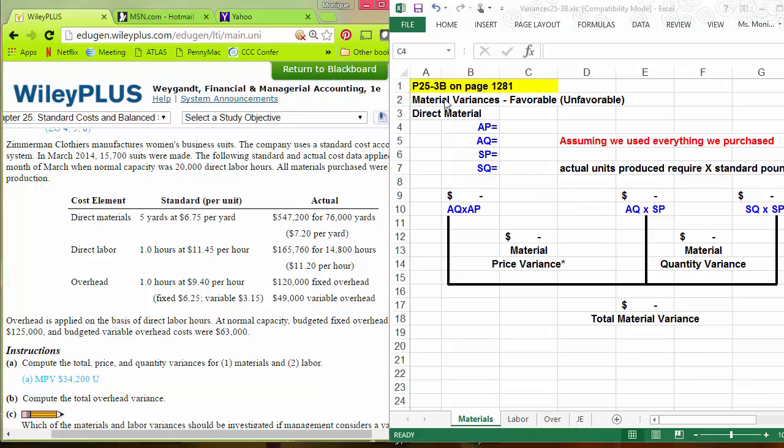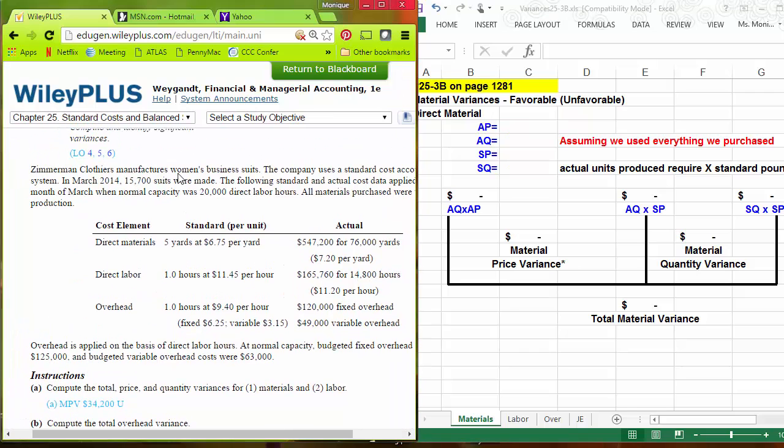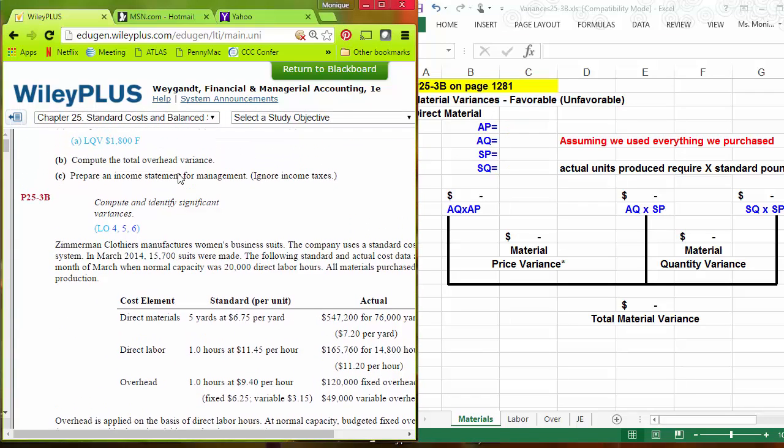Alrighty, this video will be on how to solve problem 25-3b on page 1281. It'll give you a review of the variances that we calculated yesterday in class. So if you can, get your textbook, turn to page 1281, and I recommend you get a blank sheet of paper, or you may follow along with me by downloading the file from Blackboard, and this is an Excel file under week 12. So I've actually downloaded the problem from Wiley Plus.